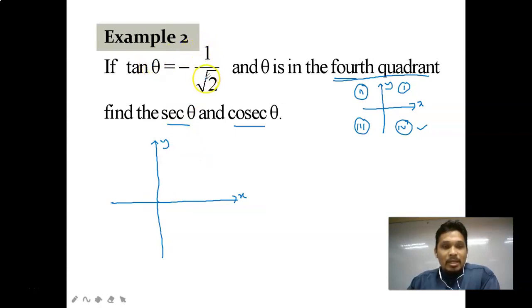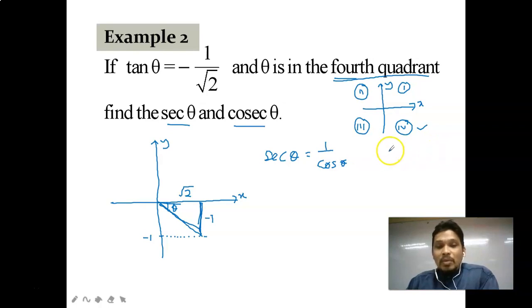Tangent is opposite divided by adjacent. From this triangle, and this is theta, tangent is opposite divided by adjacent, which is negative 1 and square root of 2. So the opposite is the distance from here up to negative 1 until here, and the adjacent on the x-axis is square root of 2. Okay, so then secant theta equals 1 over cos theta.